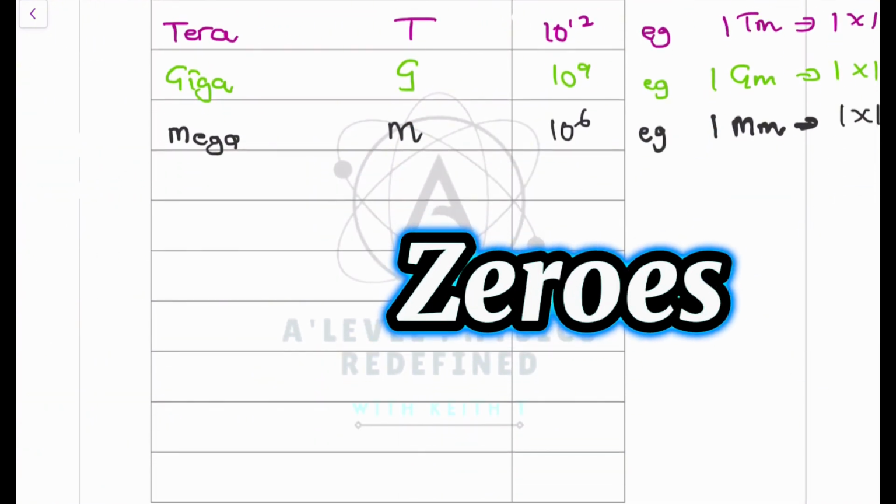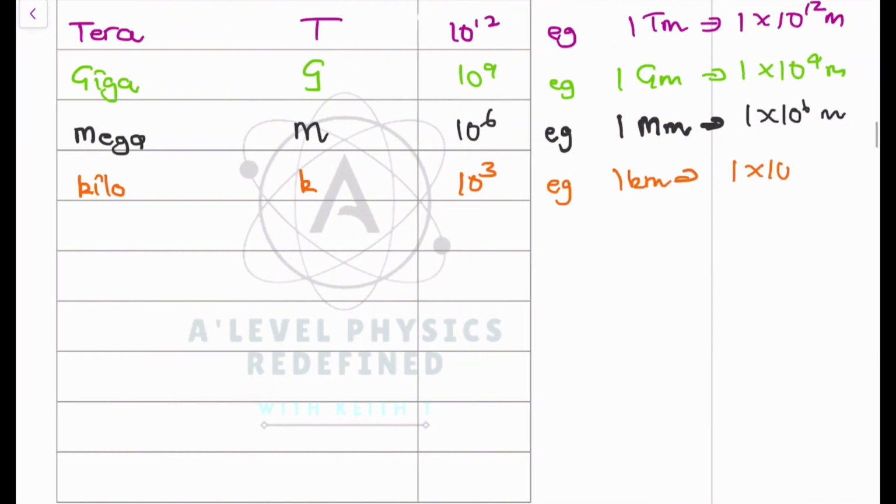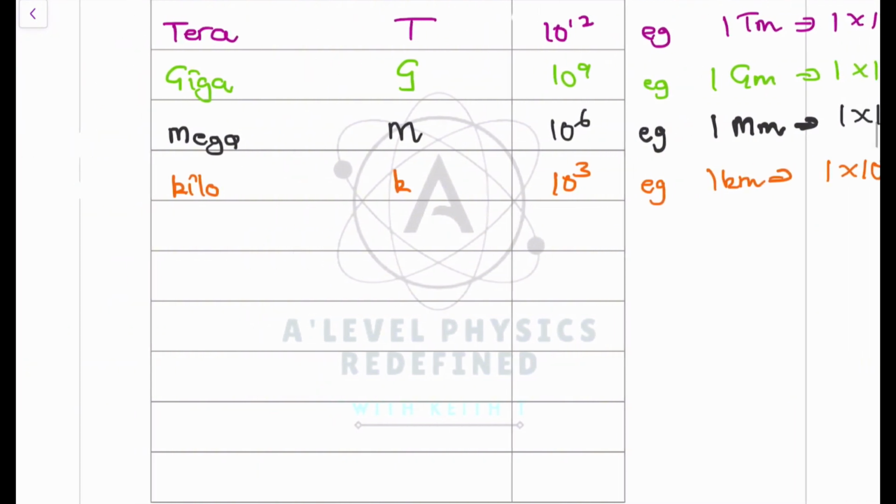What else have we got? We've got kilo, from kilometer. The prefix itself is kilo, and the symbol is a small letter k. That's going to be 10 to the power of 3. For example, you could say 1 kilometer, like we've been used to doing. We know that 1 kilometer is 1 times 10 to the power of 3 meters. Very important for you to figure those things out.